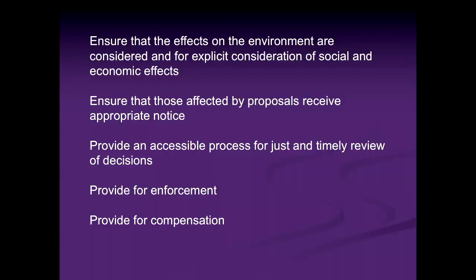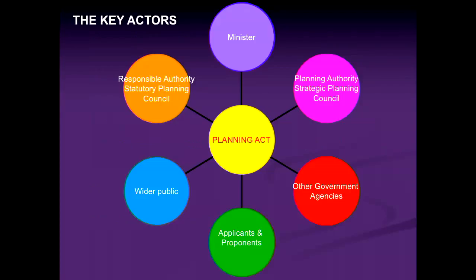So, explicit consideration of social and economic effects. Ensure that those affected by proposals receive appropriate notice, so that's your third parties. Provide for enforcement, that means a mechanism to make people go along with the planning scheme. And compensation. I will say we do not have much compensation in Victoria, but there are some limited instances, such as when we resume land for a road or for some other purpose. Very uncommon in this particular system.